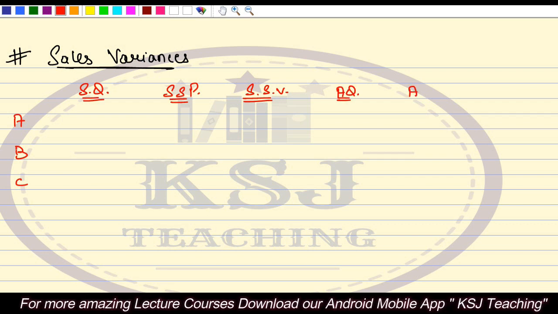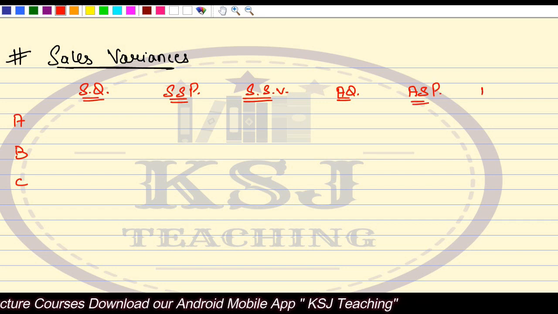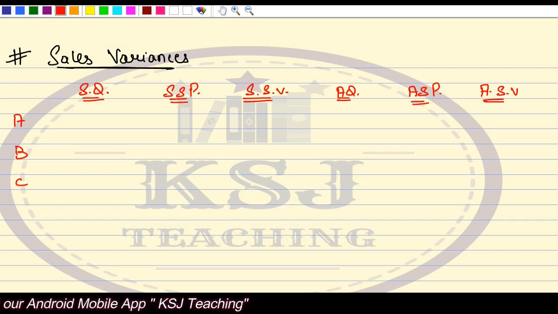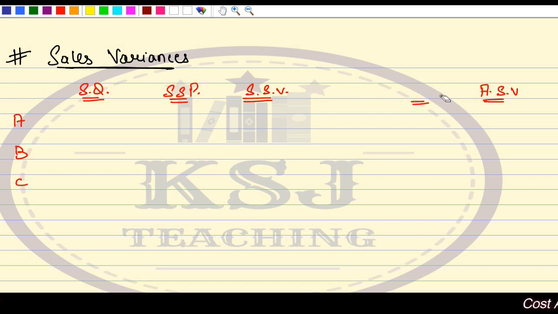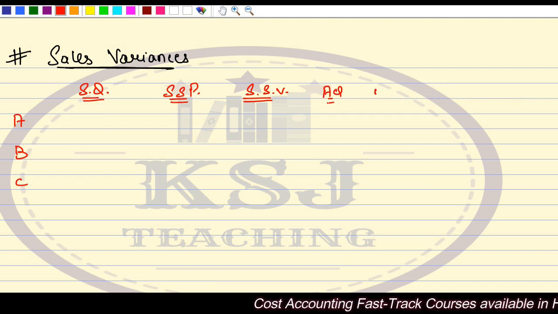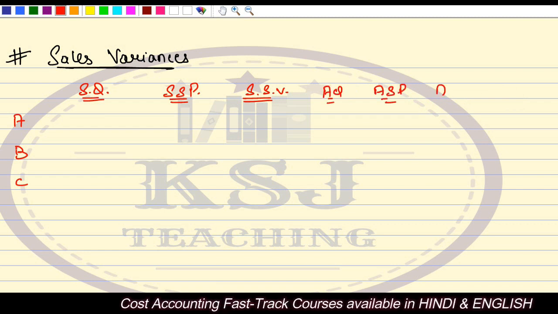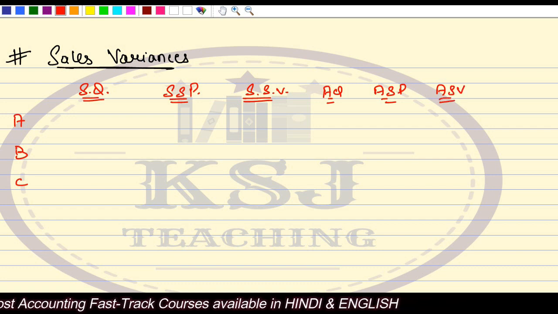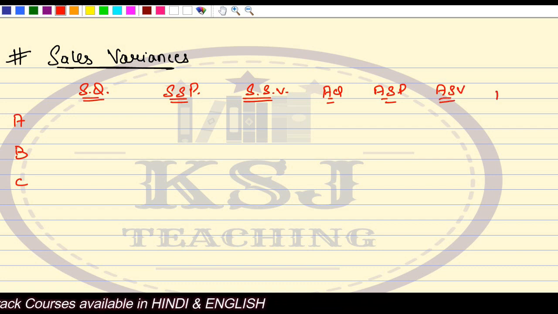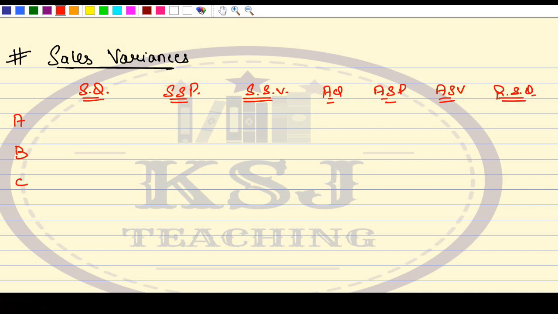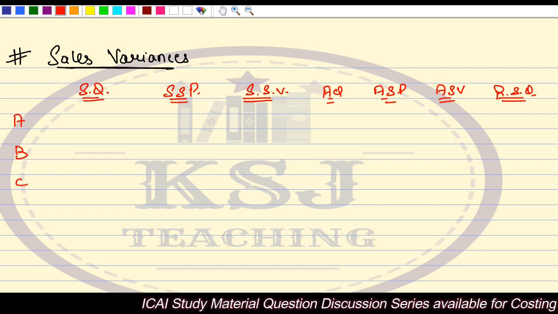What is the actual price at which you have sold? What is the actual sales value that you have achieved, right? And in this case also, actual quantity, actual sales price and actual sales value. In this case also you can calculate the revised sale quantity on the same logic, right? If you have multiple products, you can calculate the revised quantity on the same logic.